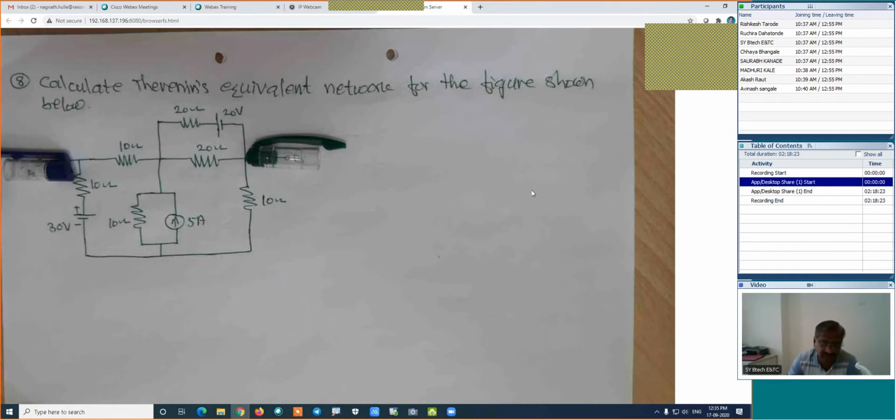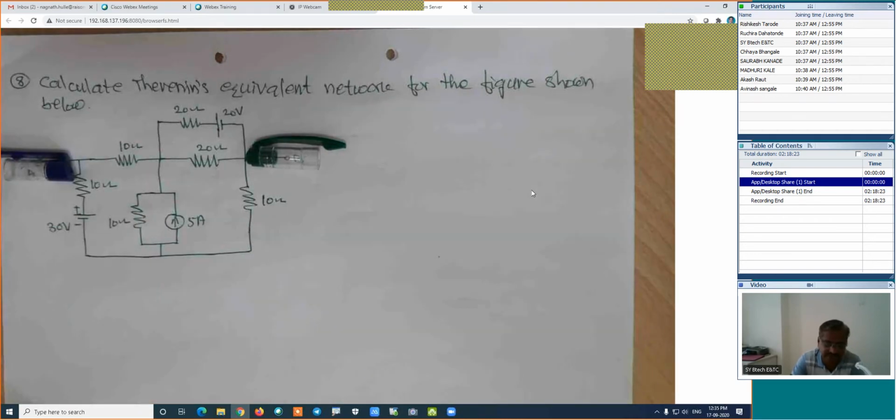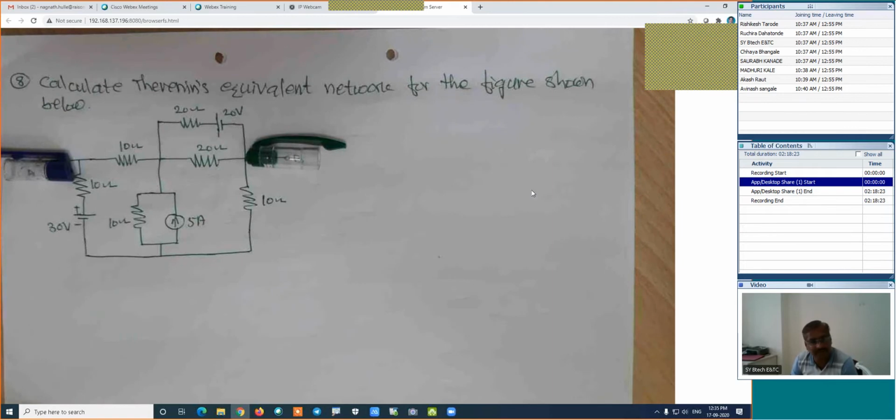Otherwise, convert this current source to the voltage source. Then we will get 1, 2, 3 loops. And you can use the direct inspection method or mesh analysis. Or without modifying, you can use the nodal analysis method. Now, how many nodes do we have for this figure? Can anyone answer? And I want to prefer the method of your choice.